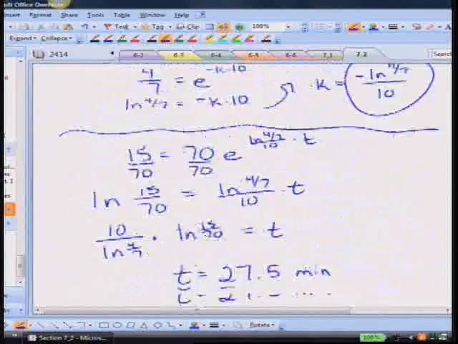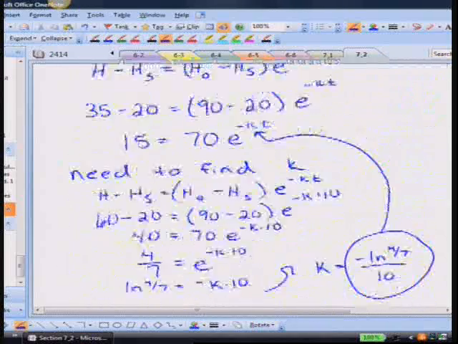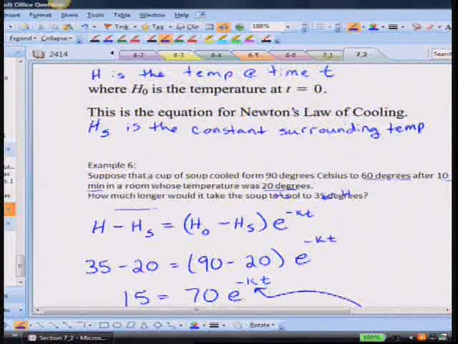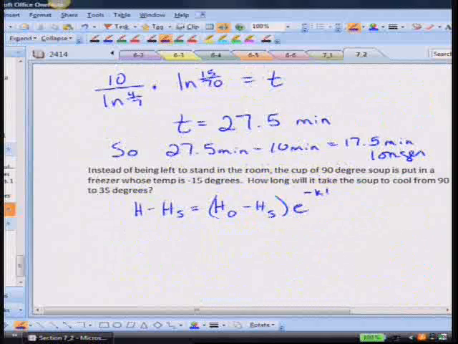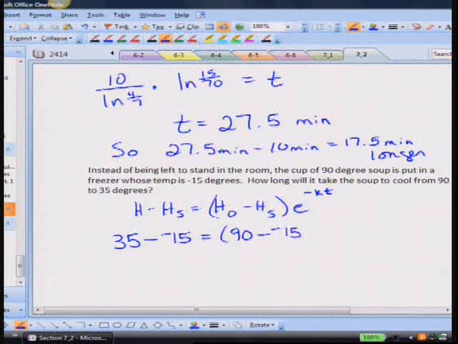So H minus HS equals H naught minus HS, and then times e to the negative KT. In this case, you still want to end up with 35 degrees, so you're going to have a 35 here, but your surrounding temperature is negative 15. So that's actually going to be 35 plus 15. Your initial temperature is the 90. Your surrounding temperature is still negative 15. And your K stays the same as before.